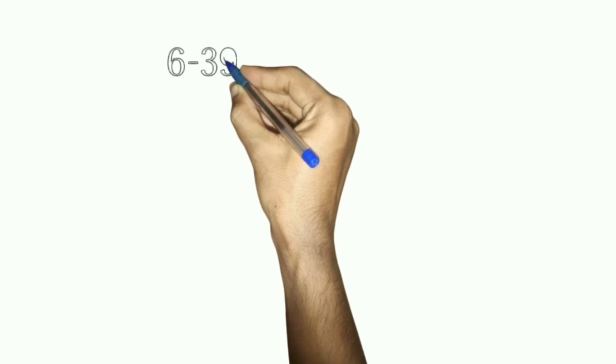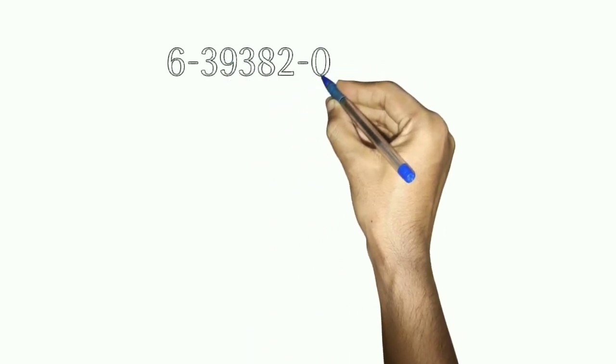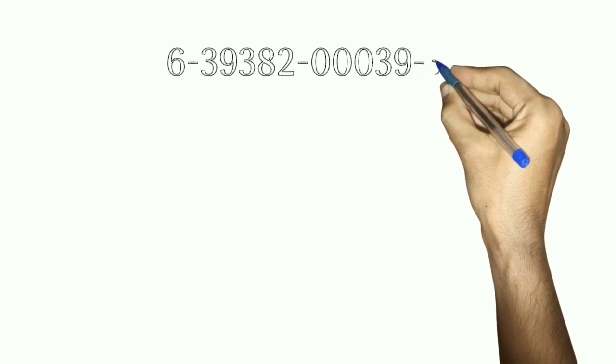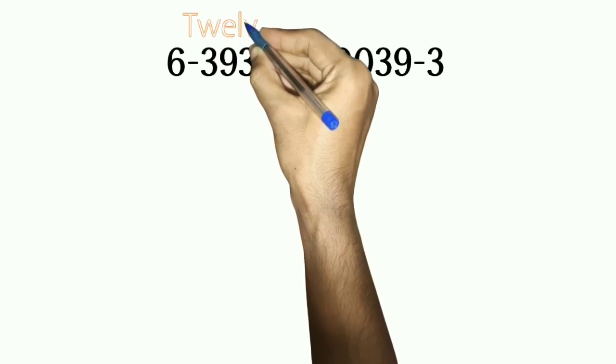Dito sa ating UPC, meron tayong 12 digits: 6, 3, 9, 3, 8, 2, 0, 0, 0, 3, 9, 3. Dahil meron tayong 12 digits, ang tawag diyan ay 12-digit UPC. 12-digit UPC is correct, not 12 digits UPC. Parang 3-day sale din 'yan. Hindi siya tinatawag na 3 days sale, but rather 3-day sale. And that is the correct term.